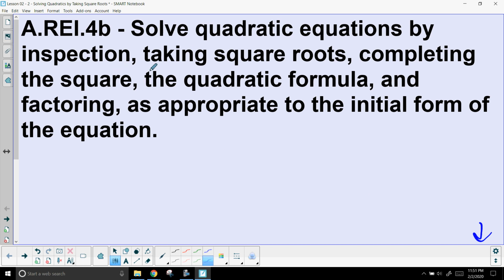Anyway, we're doing solving quadratics by taking square roots. It's going to be a little bit of a review with the method.